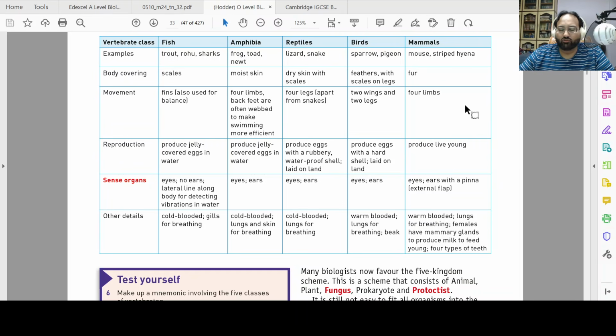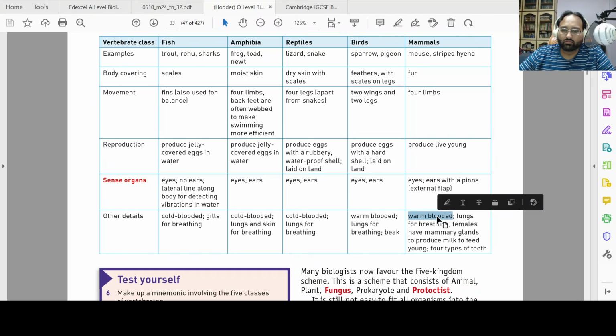So whales and dolphins are oddities, so to speak, because they technically don't have fur like the way other mammals do. They don't have those limb type things. They do produce live young. Anyway, let's talk about mammals in general. They do produce live young. They've got eyes and they've got ears with pinna. So that's the external flap I was talking about earlier.